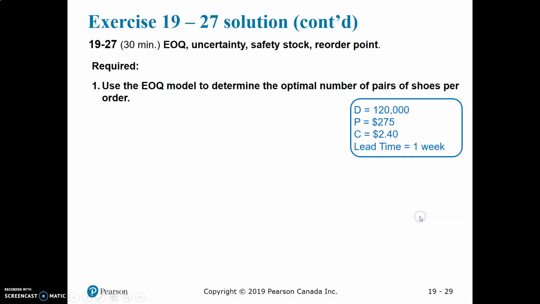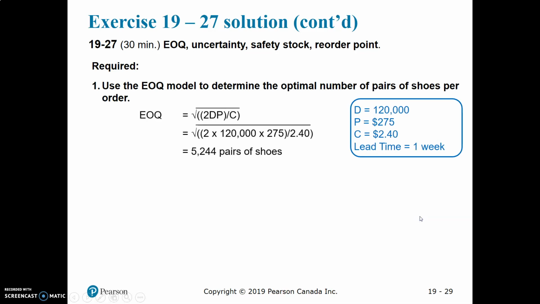In the first question, we have to solve for EOQ, as you remember the formula, which is square root of 2 times D times P over C. For our particular exercise, that is square root of 2 times 120,000 pairs of shoes, which is our demand, times $275 for our purchase order costs, divided by $2.40 of carrying costs, which results in 5,244 pairs of shoes.